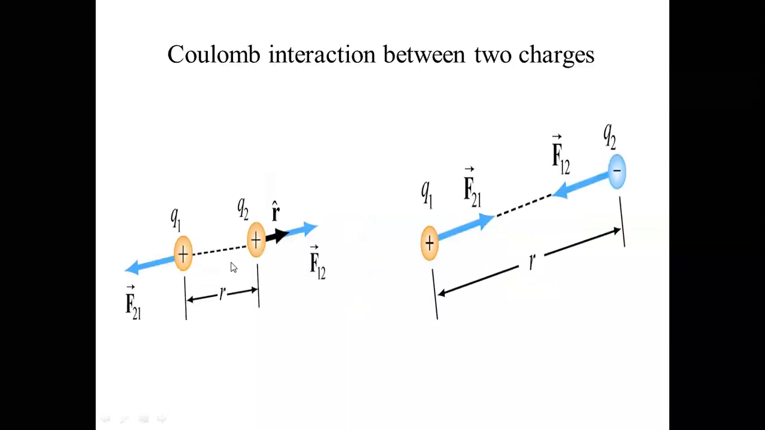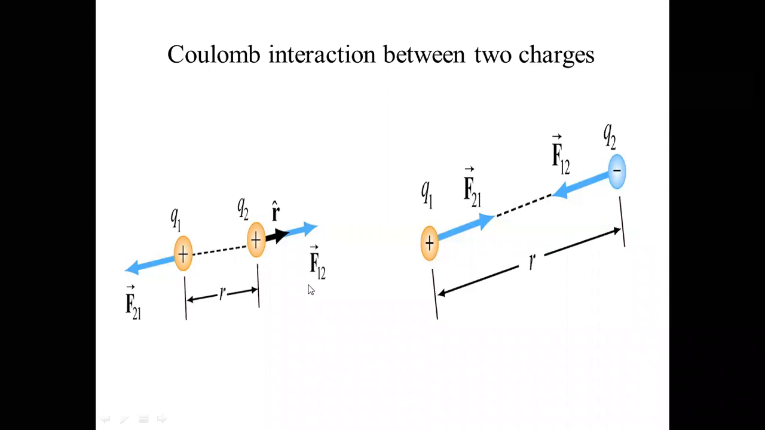Let me try again with the same one. This one has charges Q1 and Q2, with a distance between them. If both are plus, meaning they have the same charge, they are going to repel, which means they are experiencing the force in opposite directions.